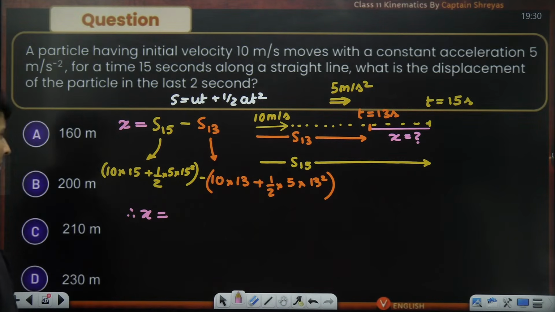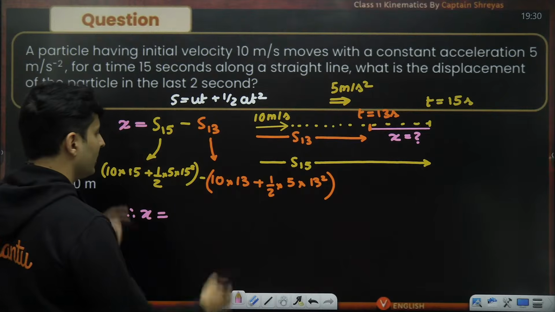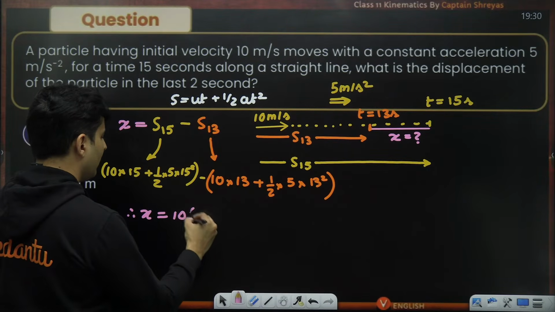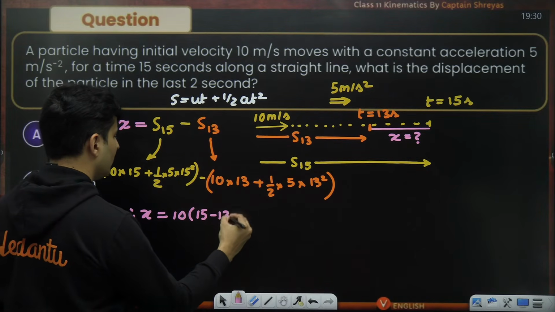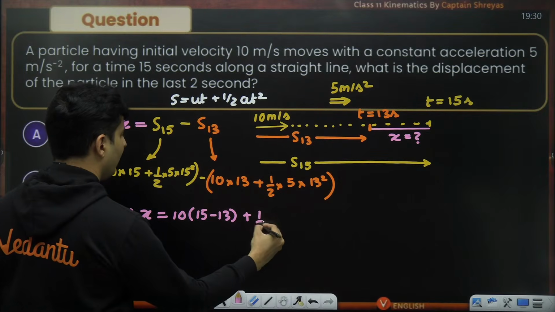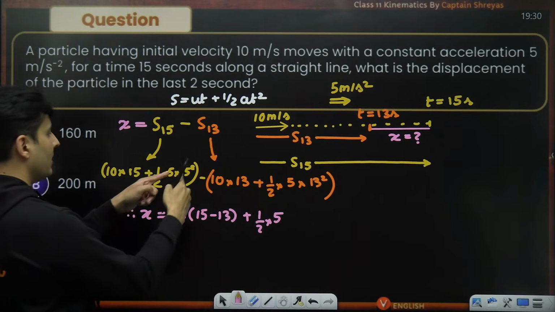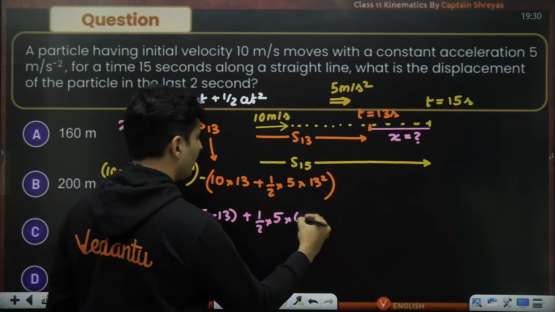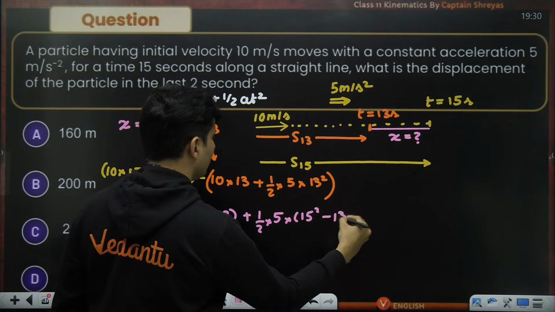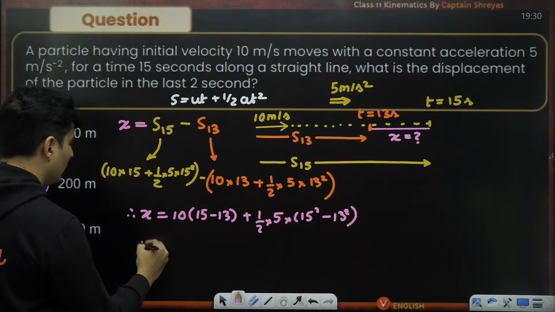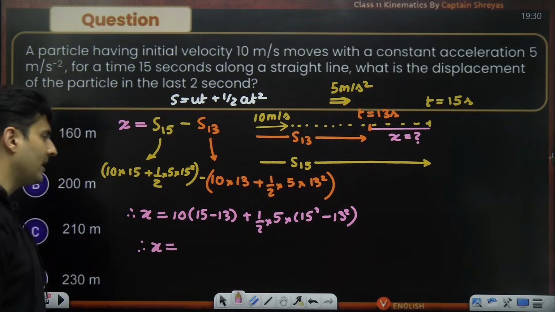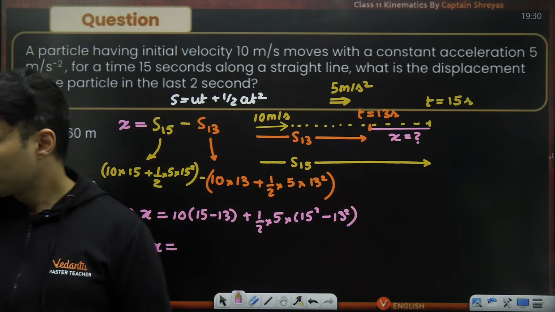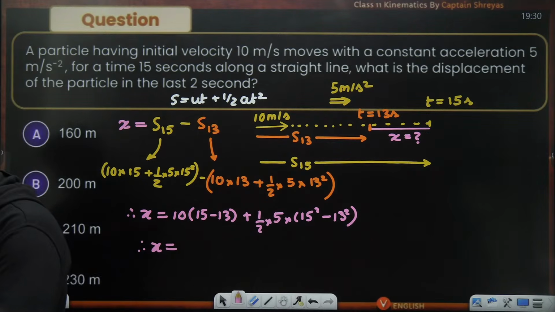So try it out. It's not that difficult. 10 into 15 and 10 into 13. So 10 is there, 15 is also there, and 13 is also there. Plus half is there, acceleration is there, here 15 square and here 13 square. So 15 square minus 13 square. Come on, do the math and quickly tell me what is the answer that you are getting. Yeah, come on, my dear warriors.